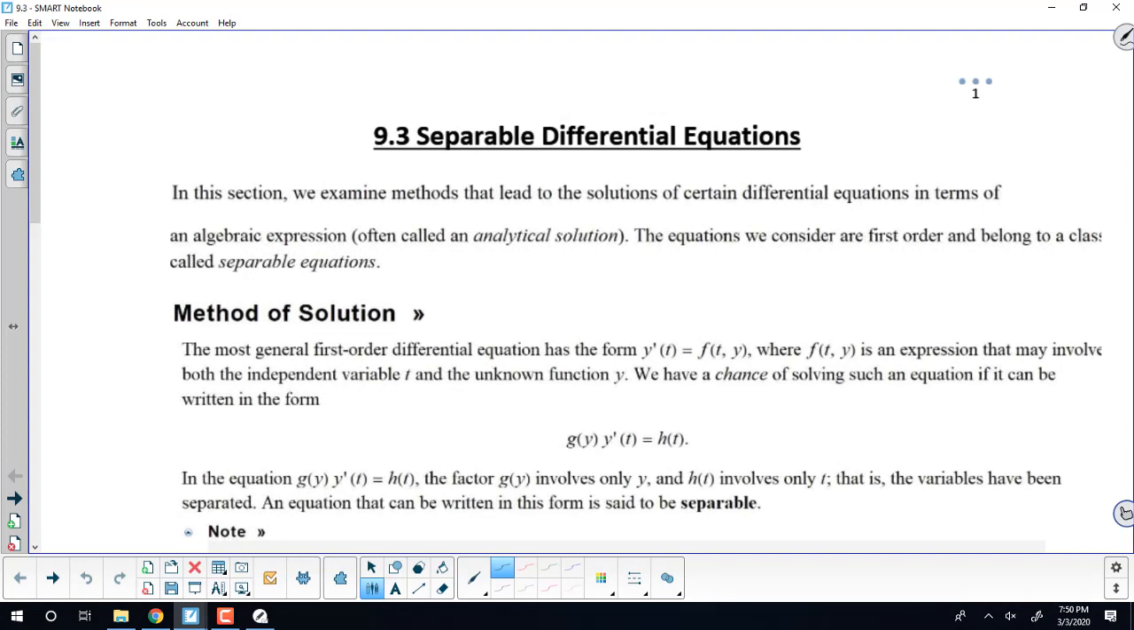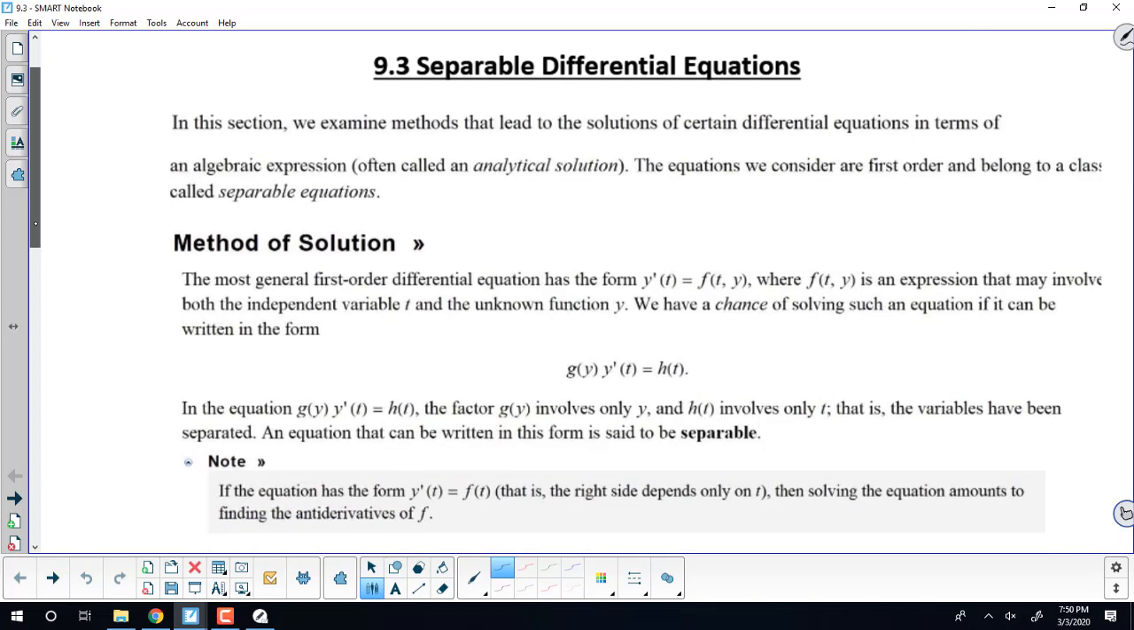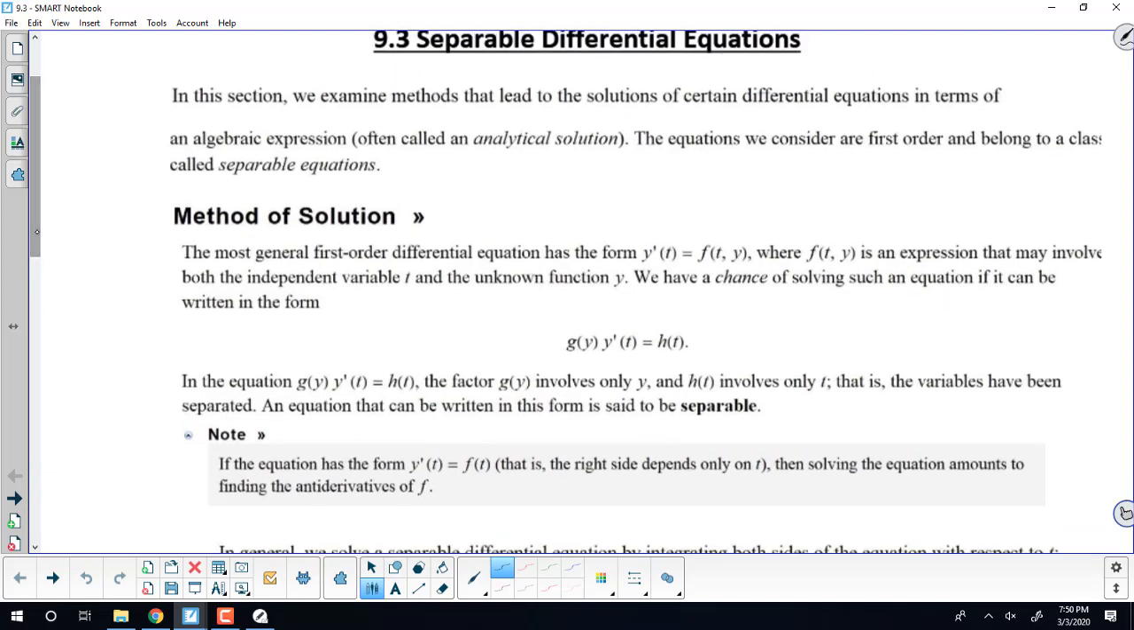In 9.3, we're looking at separable differential equations. Now this is probably new for us, but at this point, we don't have a whole lot of techniques. Basically, our techniques to solve differential equations involve antiderivatives. So in 9.3, we just have to figure out how we can rewrite or separate the variables so that we can integrate both sides and then solve.